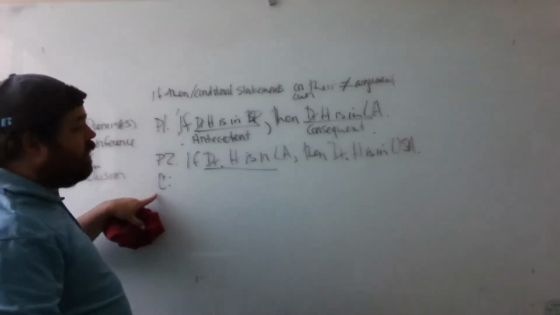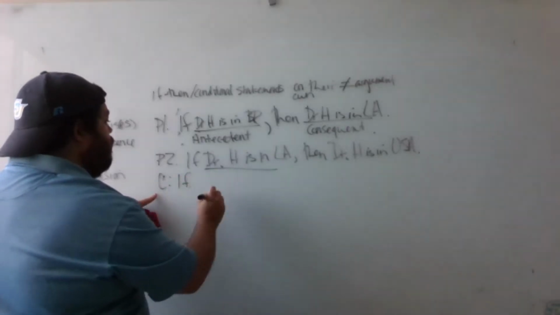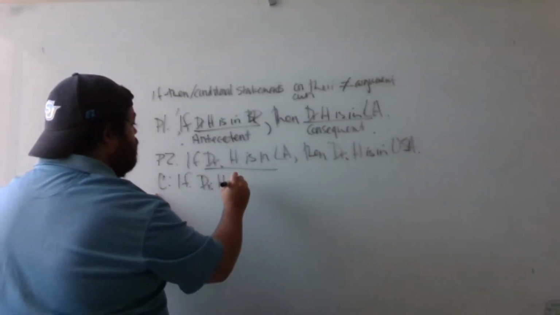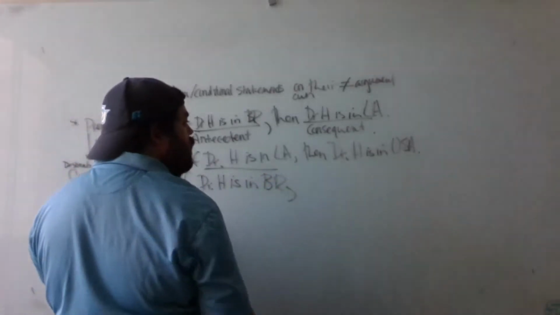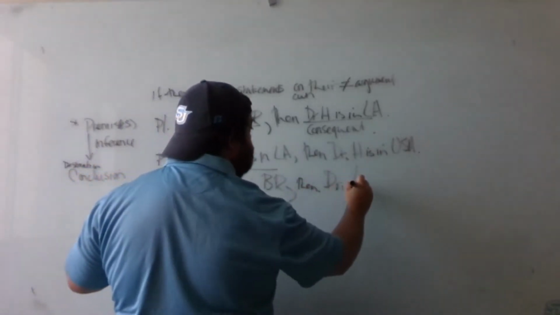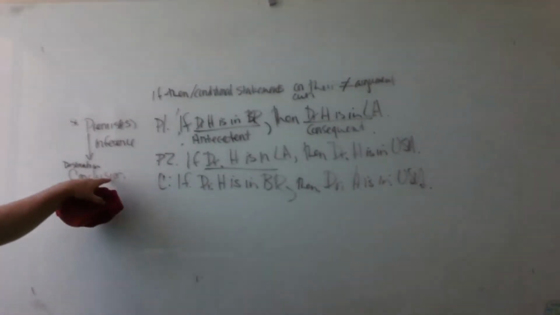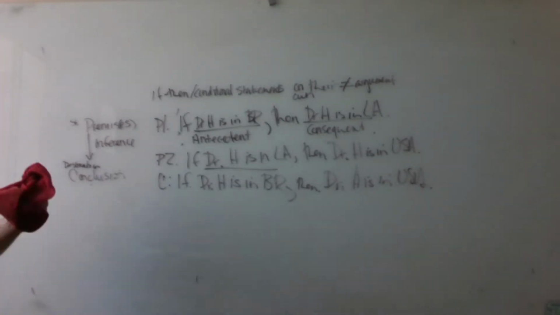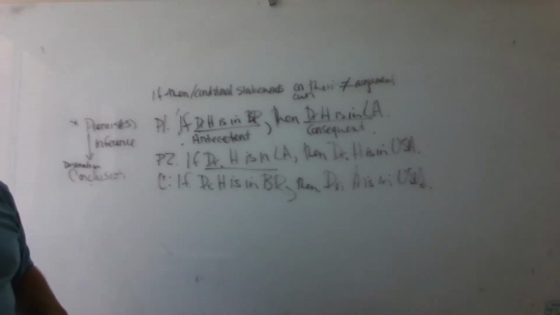And this is sometimes called chain argument or the true hypothetical syllogism, right? If Dr. H is in Baton Rouge, then necessarily you can conclude that Dr. H is in the United States of America. And this is an appropriate deductive argument using a conditional statement. But on its own, a conditional statement is never an argument.